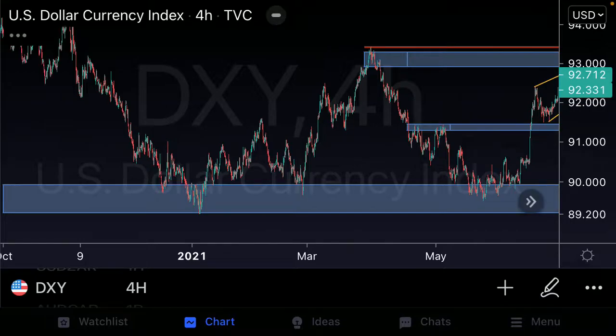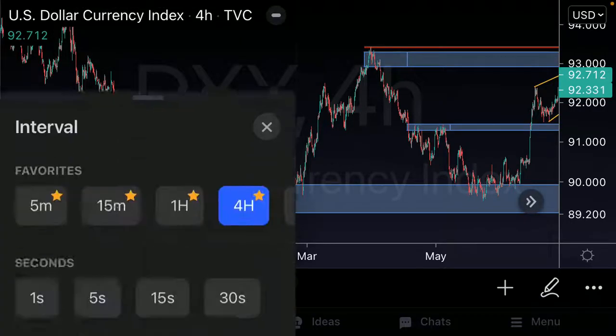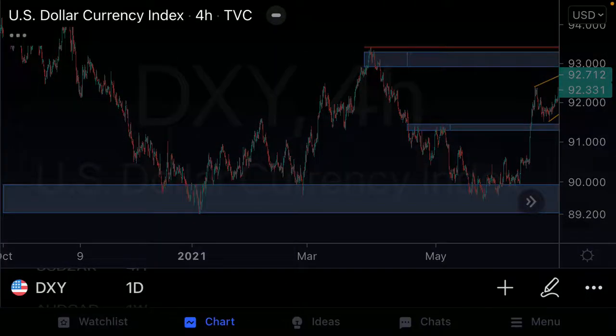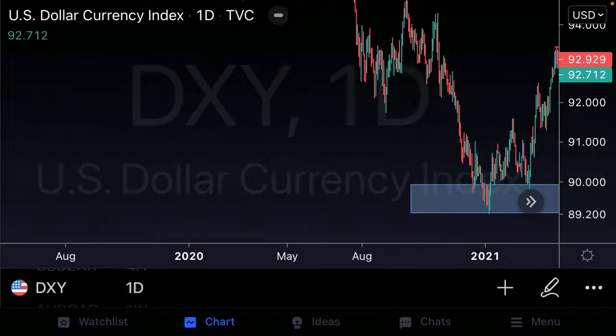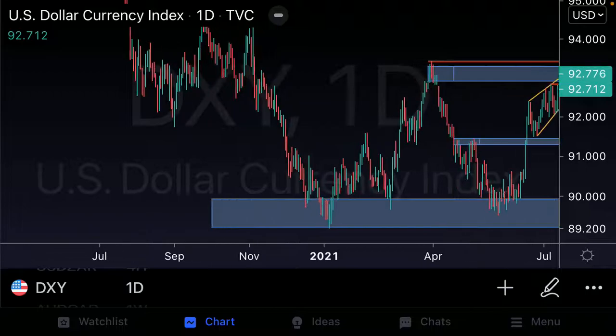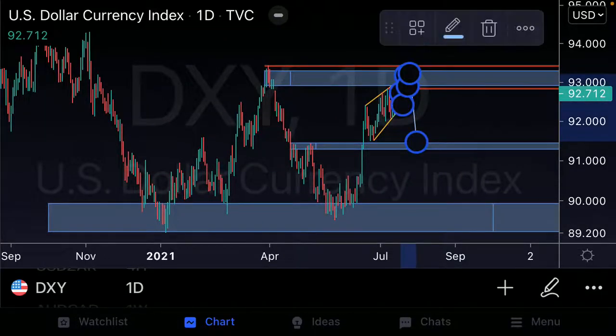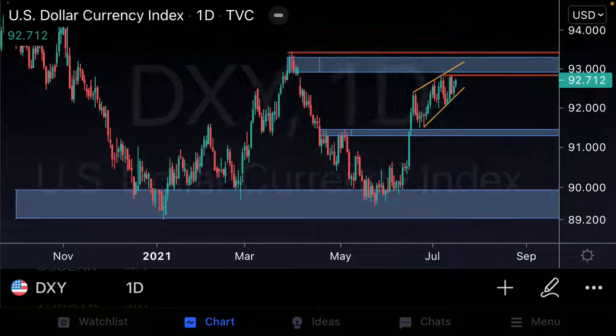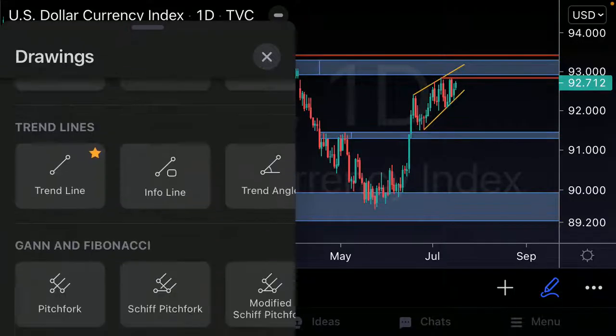Basically, we'll try and stick to the 4 hour for most of the analysis. But as you can see, guys, we do have some higher time frame structure that has been highlighted here. Maybe we'll go up onto the daily on a few of these charts just to look at the higher time frame structure and just to see what's been going on higher time frame.